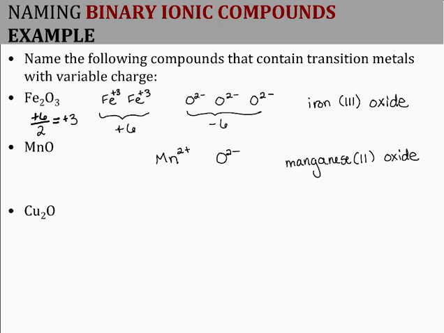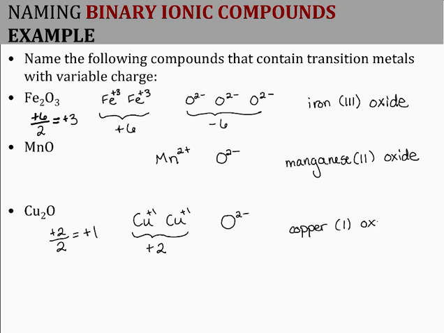All right, so now for the last problem. We have 1 oxygen again, which has a 2- charge. And then we have 2 copper ions. And in order to balance that 2- charge on oxygen, the overall charge from our copper ions has to be +2. So we're going to divide +2 by 2, and that will give us the charge on each individual copper. So that should give us +1. So each copper ion has a +1 charge for an overall charge of +2. So we would call this copper 1 oxide.